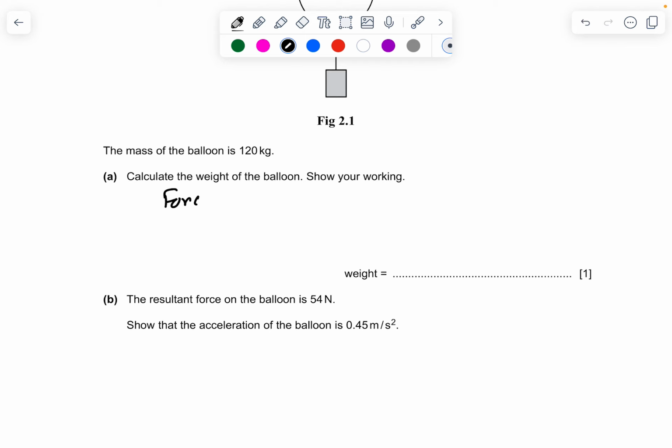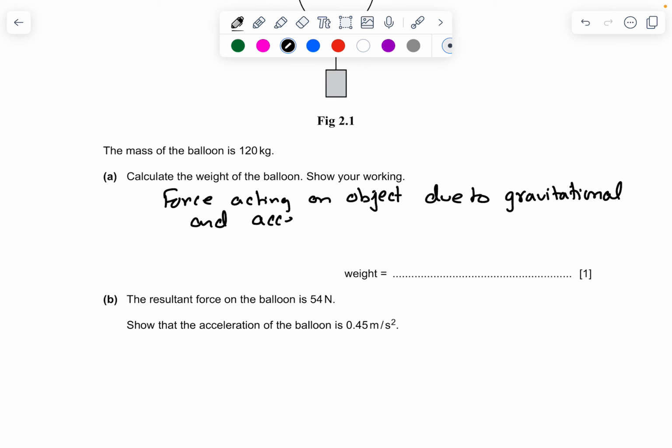It is going to be the force acting on an object due to gravitational force, or gravitational acceleration. So the force W equals nothing but what? W equals mg.